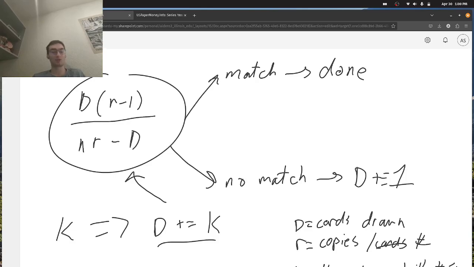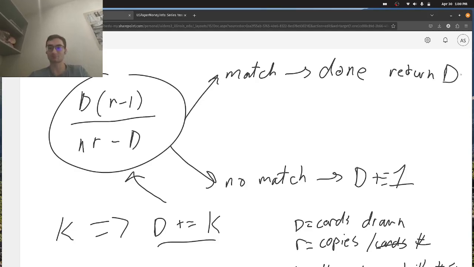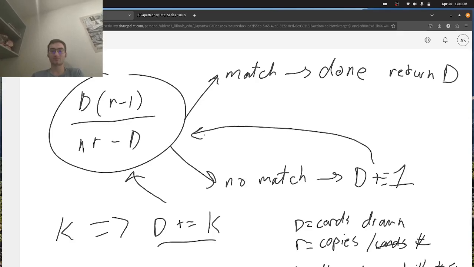And if that probability hits, then we have a match, and all we do is return the total amount of cards drawn. If the probability doesn't hit, if we don't draw a match with our one draw, then we increment D, which means we drew one more unique card, and then we reinitialize this draw card event. So that's really the whole thing for the non-partial batches.